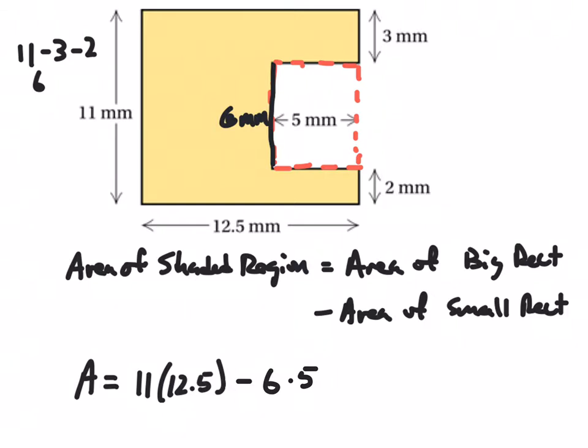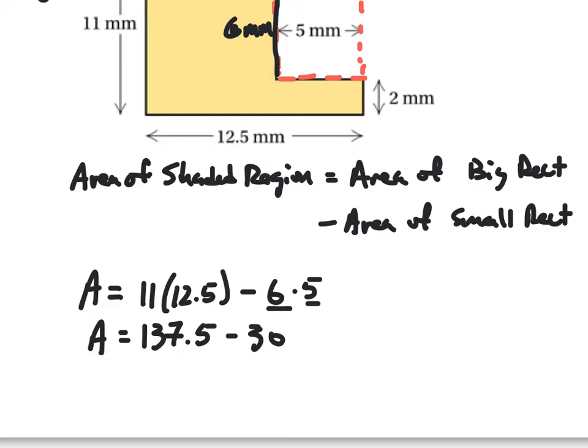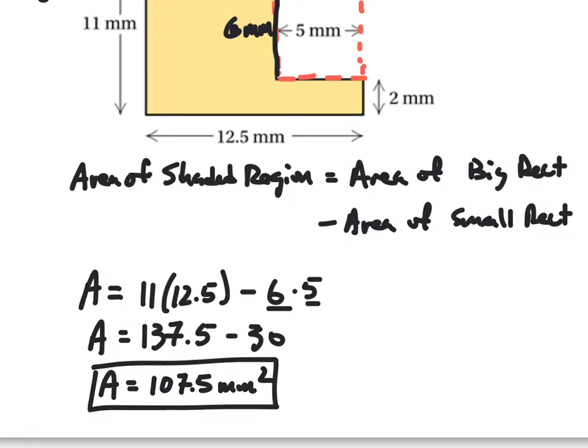So if I do 11 times 12.5, that's going to give me 137.5 millimeters squared. And then I'm going to subtract off 6 times 5, which is 30. So if I take 137.5 and subtract off 30, that's going to give me an area of 107.5, and this is millimeters squared. Notice how I'm not putting my millimeters in on every single step. I don't really do that. At the end is when I put it in. I just make sure that if I'm dealing with area that I have some sort of square unit.